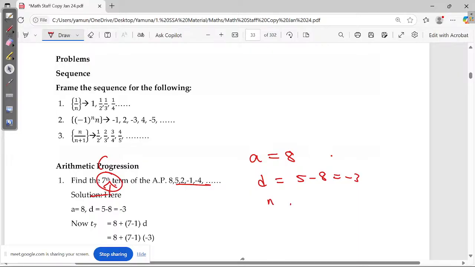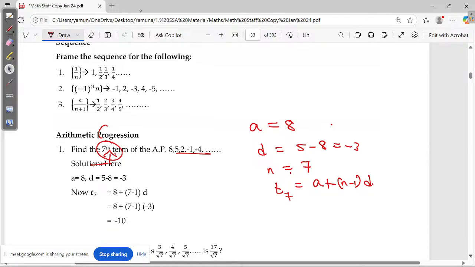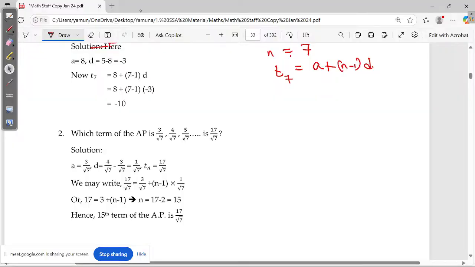Then what else do we know? We know the n value, seventh term. So we are asked to find T7, and the n value was given to be 7. So what's the formula? Tn is A plus n minus 1 into D. Just substitute and find the value. That's it. Now let me go for the second problem.